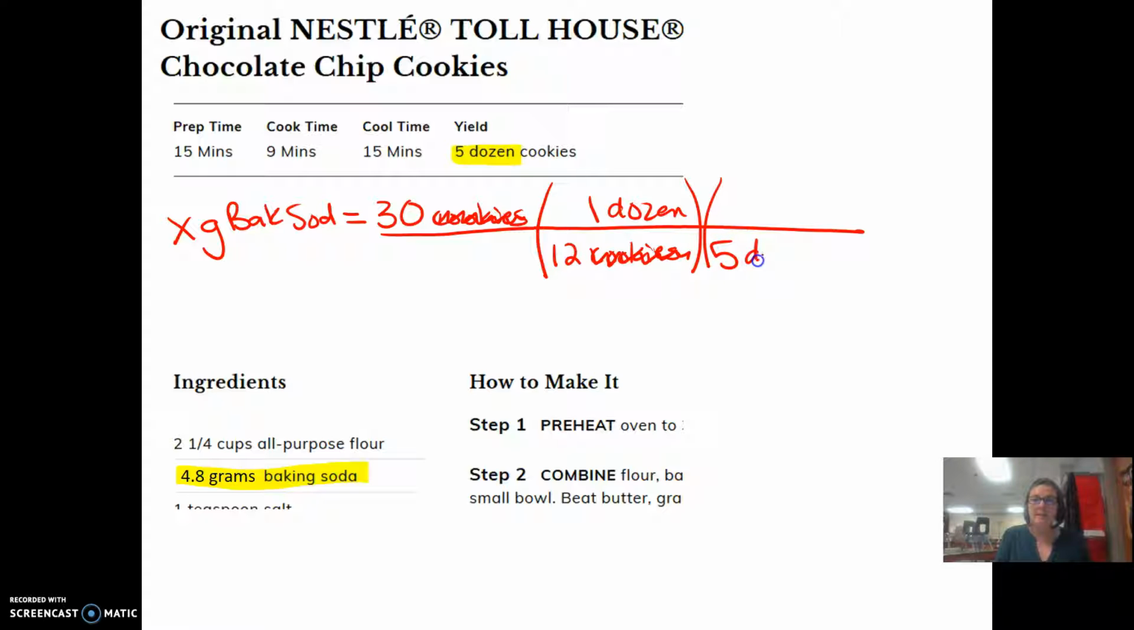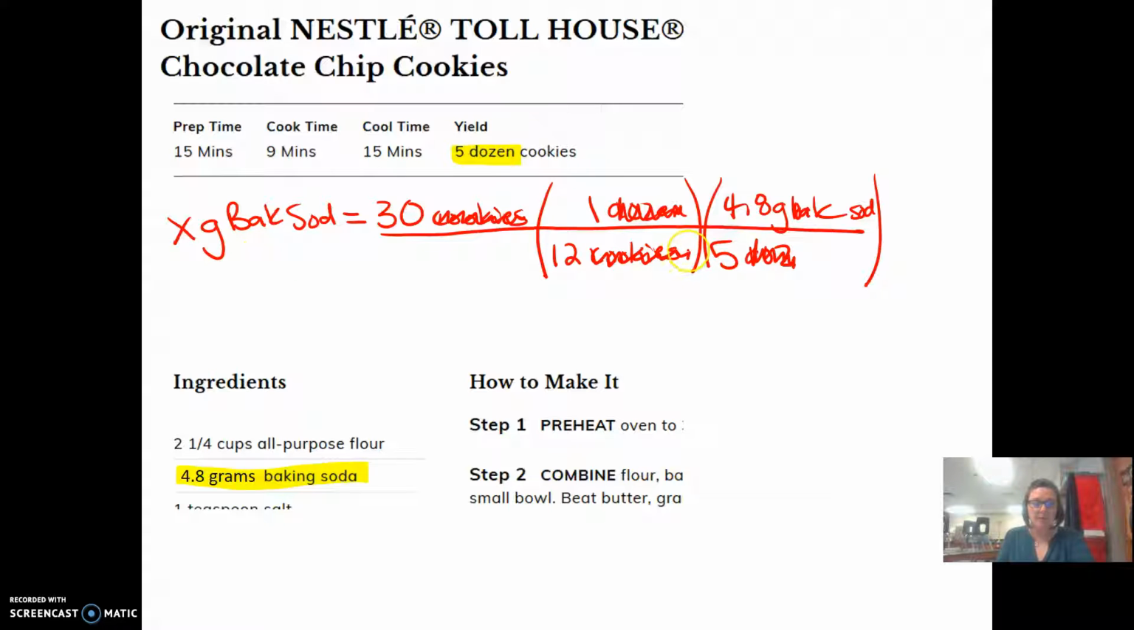Well, the recipe makes 5 dozen, and the recipe calls for 4.8 grams of baking soda. So the next thing I would do is say, now the dozens cancel out, divide out, and I'm left with grams of baking soda, which is exactly what I wrote down at the beginning that I needed.